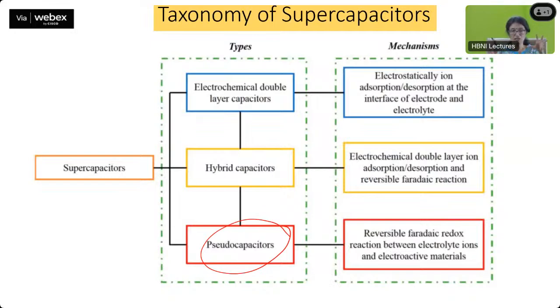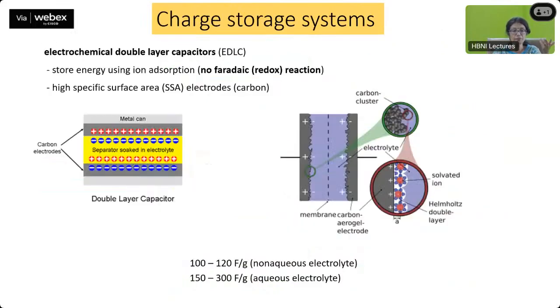So now when I tell you this about the taxonomy, it's very difficult to understand. So we'll just look into the different kinds of materials which are used. It is going to give you a little more idea about what I'm saying. So look into the charge storage systems. The charge storage system differs in these three different supercapacitors. The electrochemical double layer capacitor, EDLC as it is commonly known, stores energy, as I said, using ion adsorption. So there is no Faradaic or redox reaction happening.